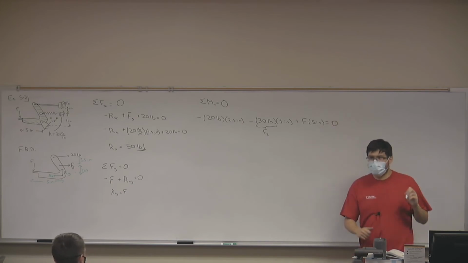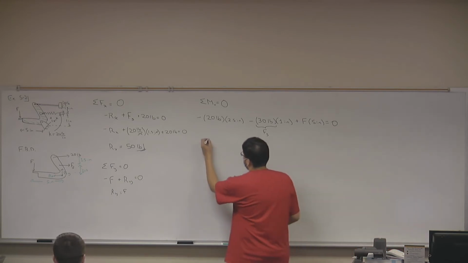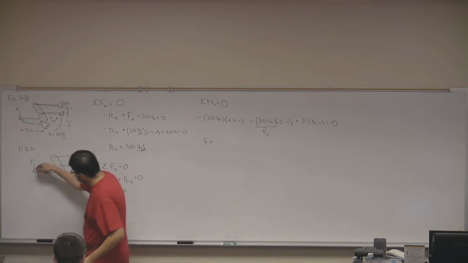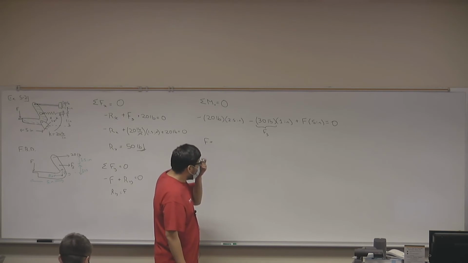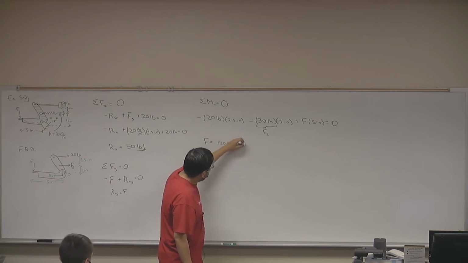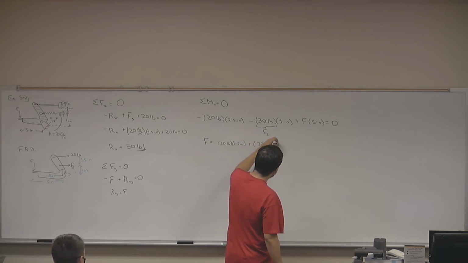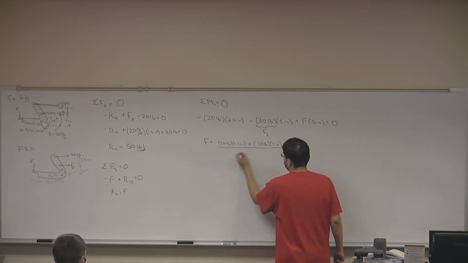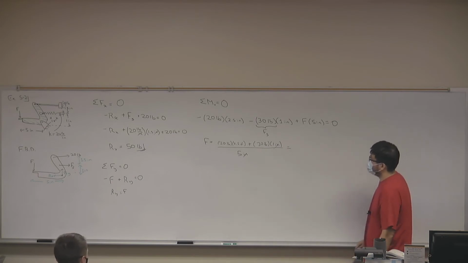How many unknowns? Only 1. Can we solve for that one? So what is the force that you are applying on your pedal in order for the system to be static? That force will be equal to 20 pounds times 2.5 inches plus 30 pounds times 1 inch divided by 5 inches. So what is that force? 16.